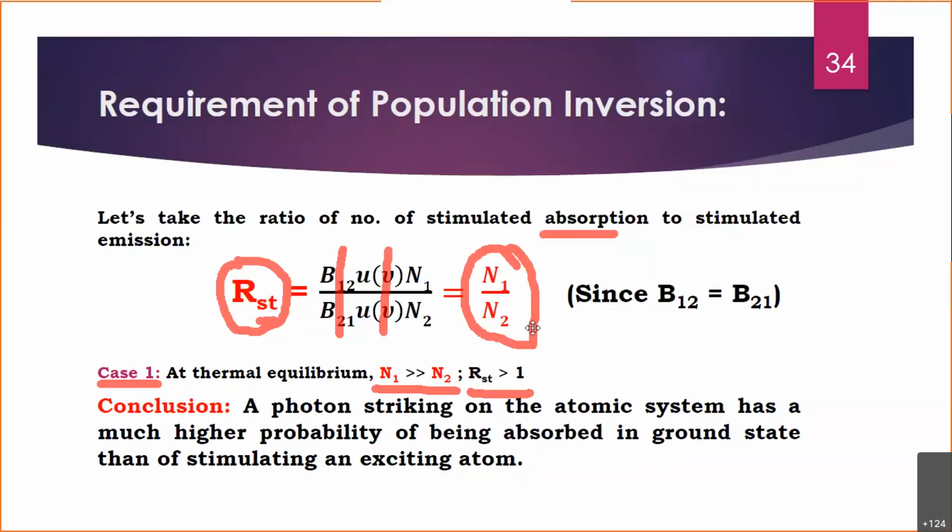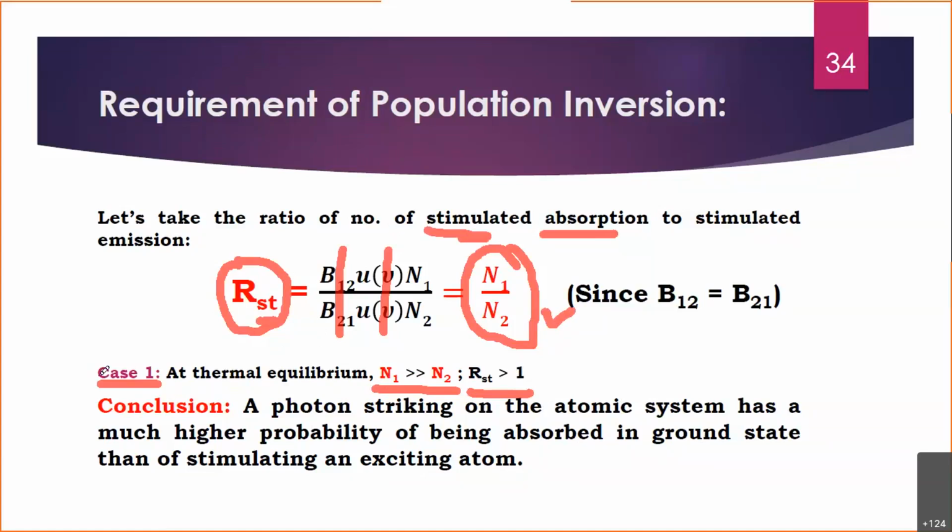If this is the case happening, if I compare these two processes only, forget about the spontaneous process, if I compare only the stimulated processes and take the ratio, then what I see is, if the number of particles is more in the ground level, then the chances of this R_ST being greater than 1 is more. By looking at this formula I am saying.